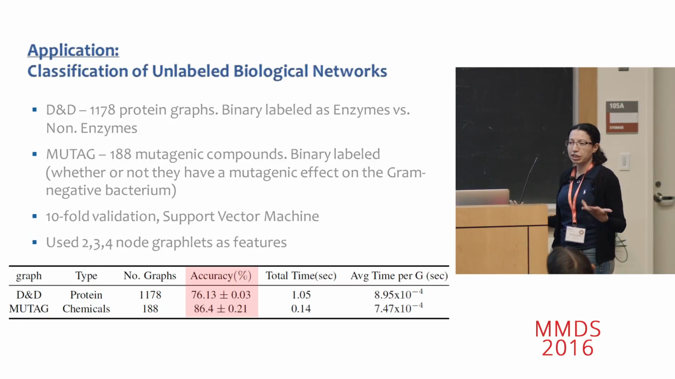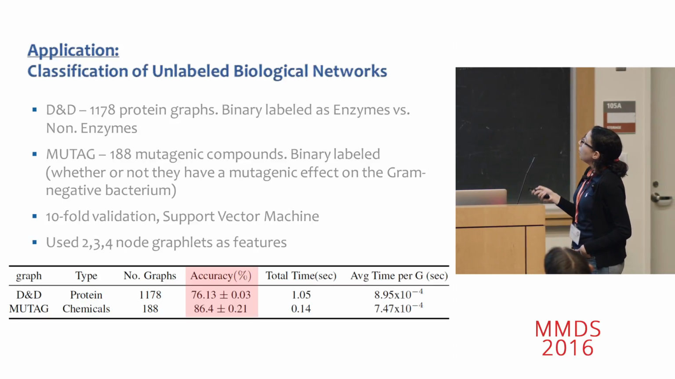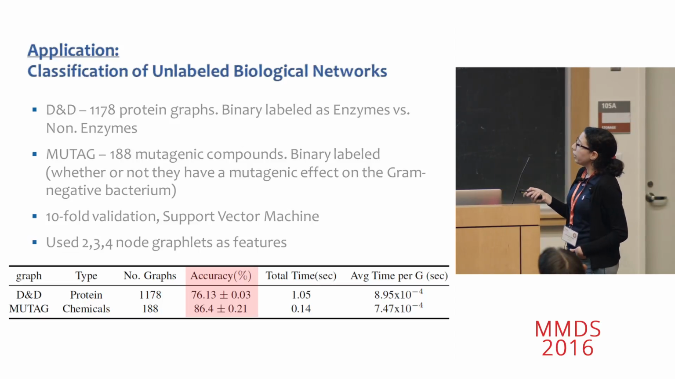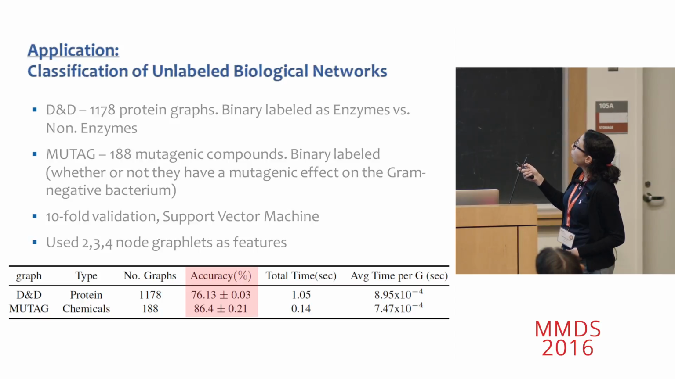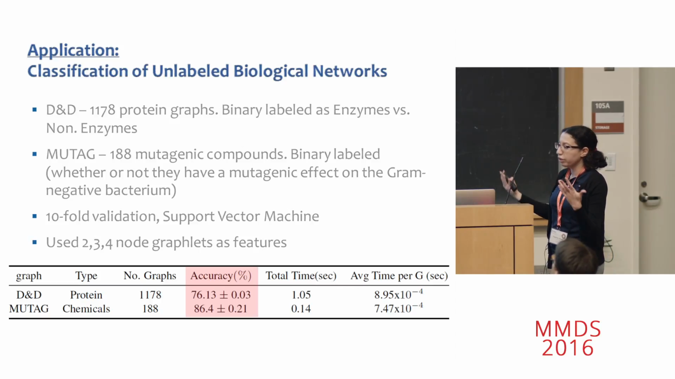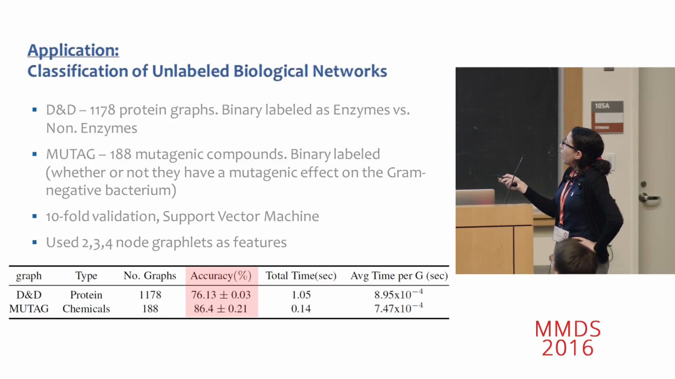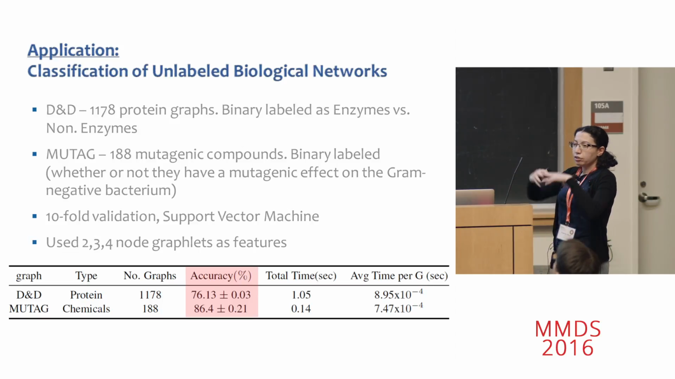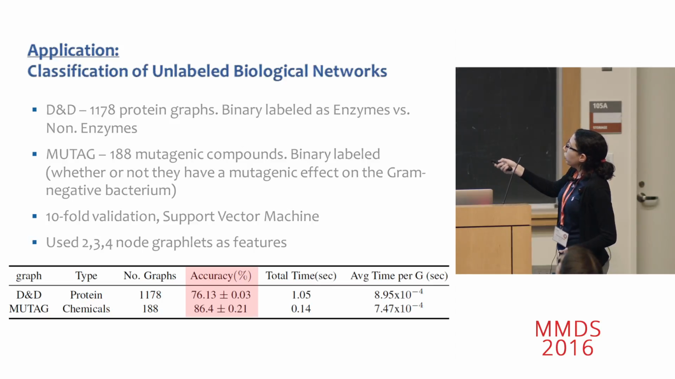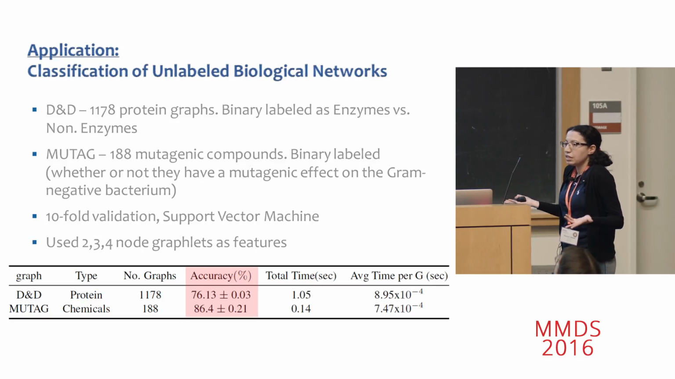Now I would like to give you a sense of the quality of these predictions. Those are two benchmark data sets in this area, where one is protein graphs and the other is chemical compound graphs. They are collections of graphs of over 1,000 or 100 types of graphs. We extracted all possible graphlet features up to size 4, and then we learned a model with a support vector machine, and the accuracy that we were able to obtain is basically 76 or 86%.